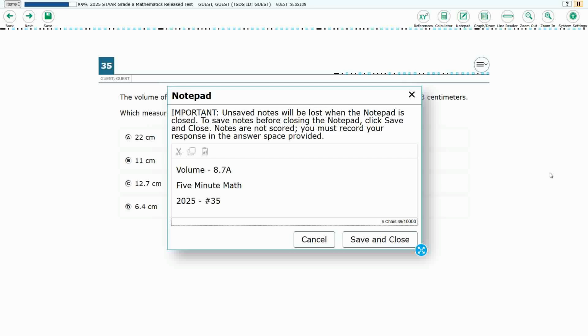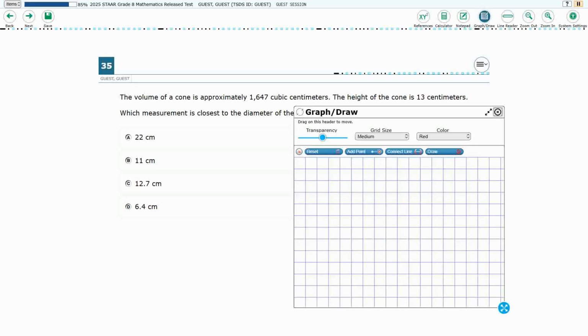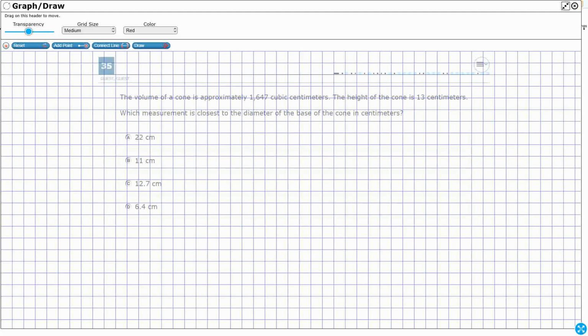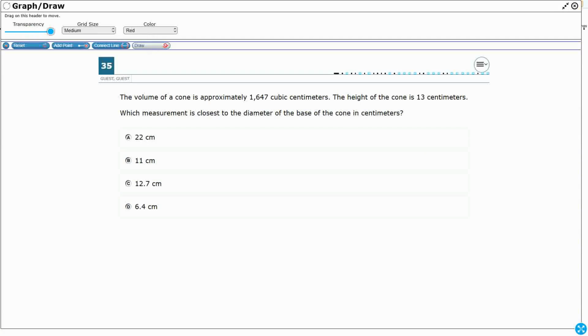Today we are looking at the 8th grade concept of volume. This is standard 8.7a in the great state of Texas, and we are using item number 35 of the 2025 released STAAR test. If you haven't done so already, please go ahead and take a moment to pause the video, work this problem out on your own, unpause it, and we will look at our answers together.